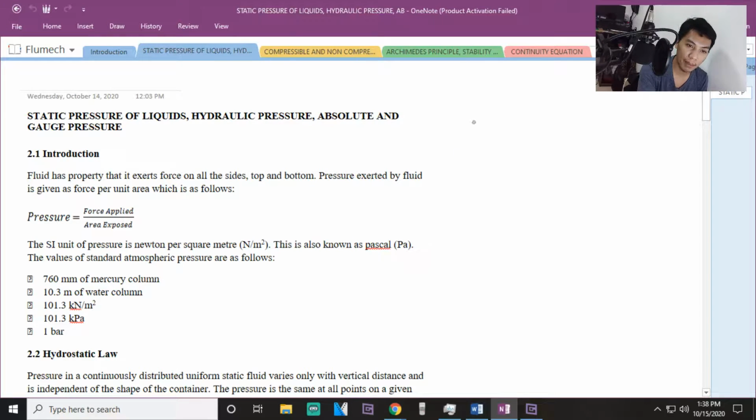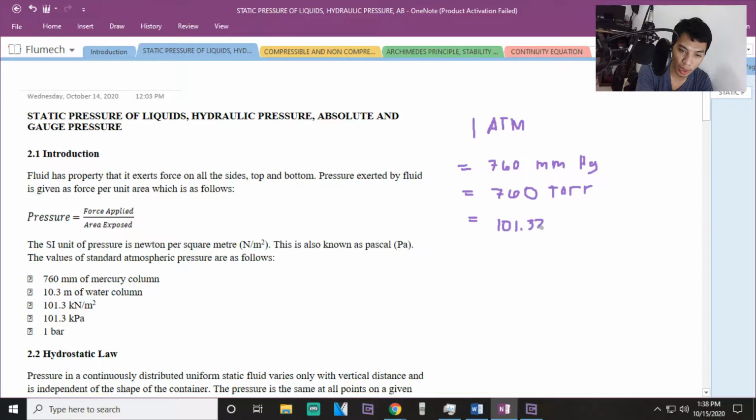Ang 1 atm atmosphere, okay? 1 atm is equal to 760 millimeter of mercury. 760 torricellis, torr, equal saan? 101.325 kPa. Tapos ilan? 1.01325 bars.